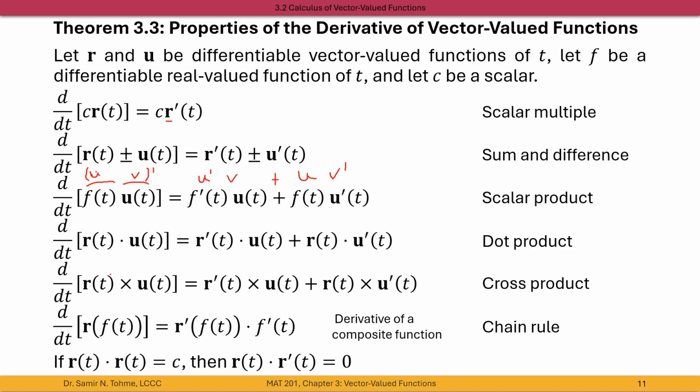If we have the cross product of two vector functions, the derivative of this cross product is equal to r prime cross u plus r cross u prime.